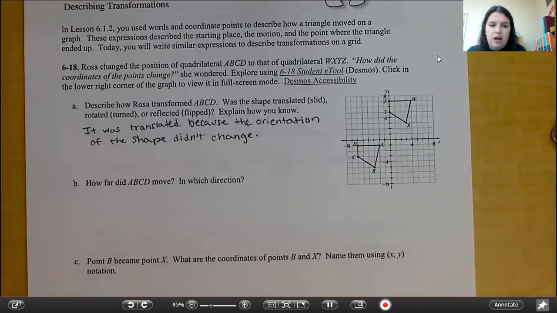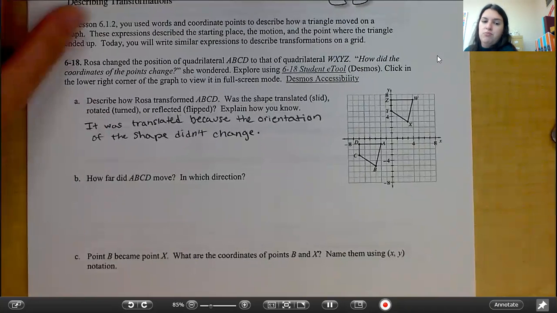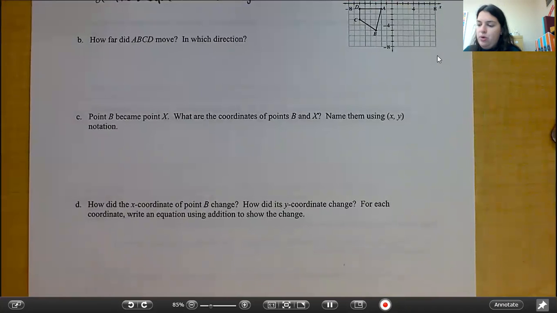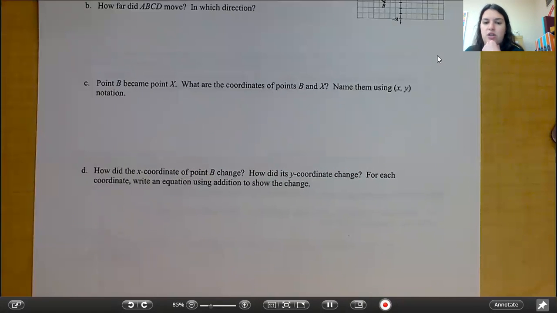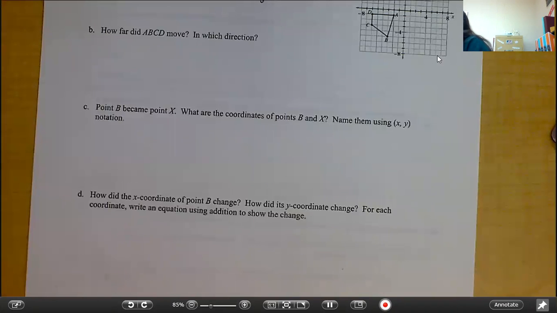So B says, how far did ABCD move in which direction? C says, point B became point X. What are the coordinates of points B and X? Name them using XY notation. And D says, how did the X coordinate of point B change? How did its Y coordinate change? For each coordinate, write an equation using addition to show the change. So what I would like you to do is try B, C, and D on your own right now. So go ahead and pause the video and try that.